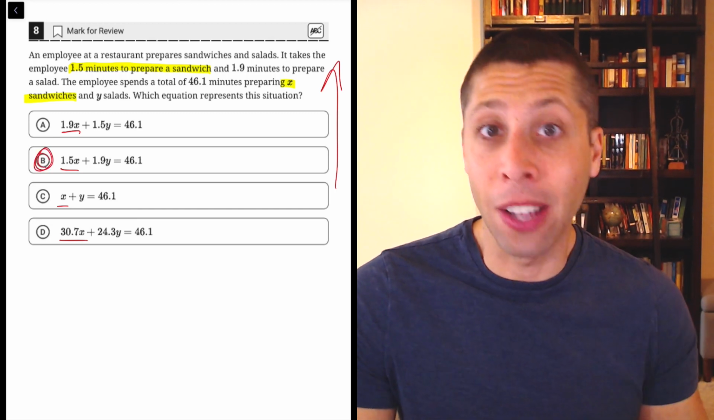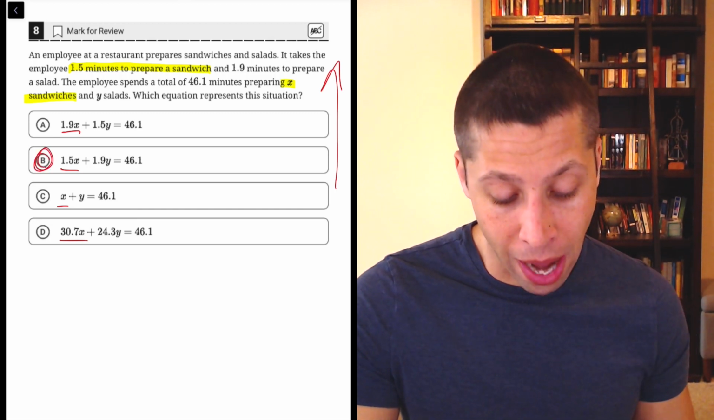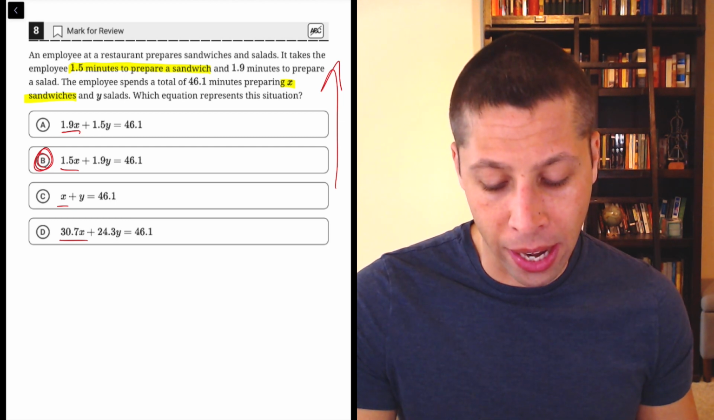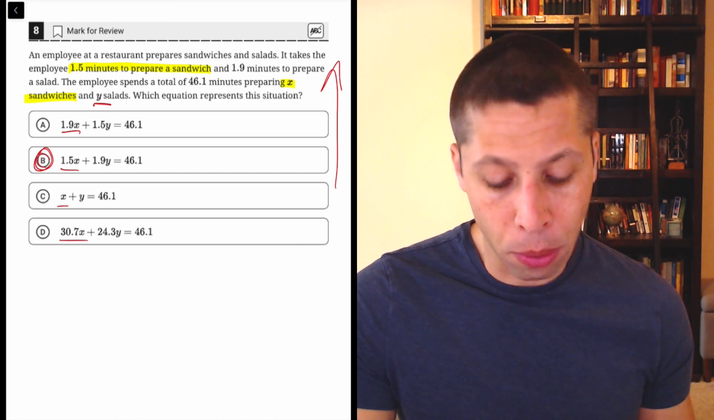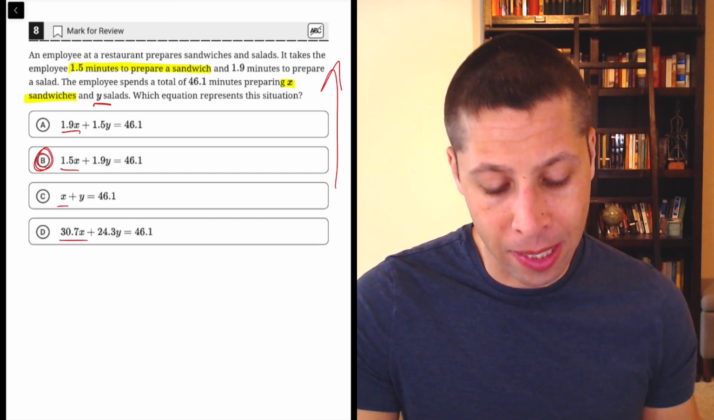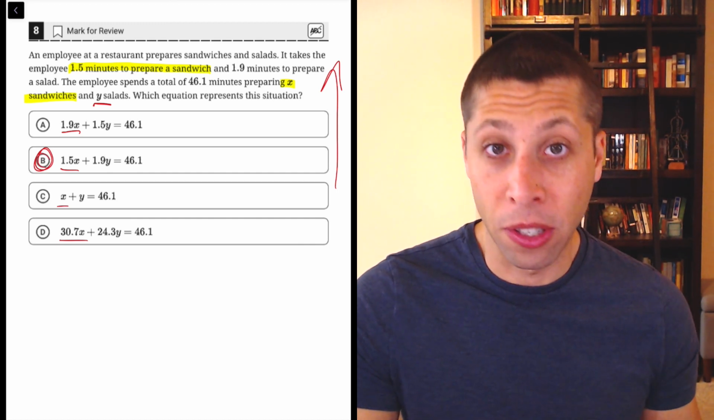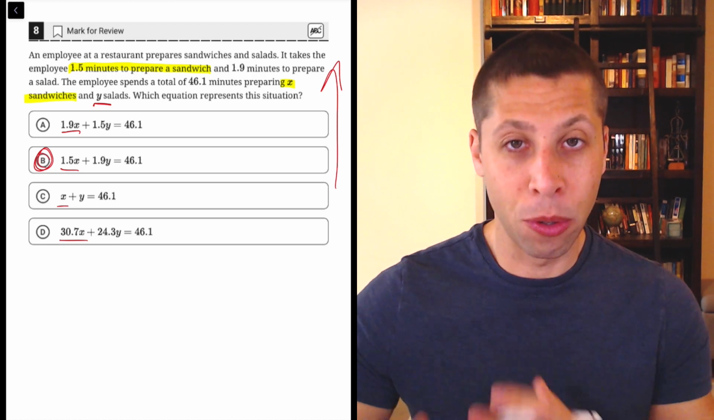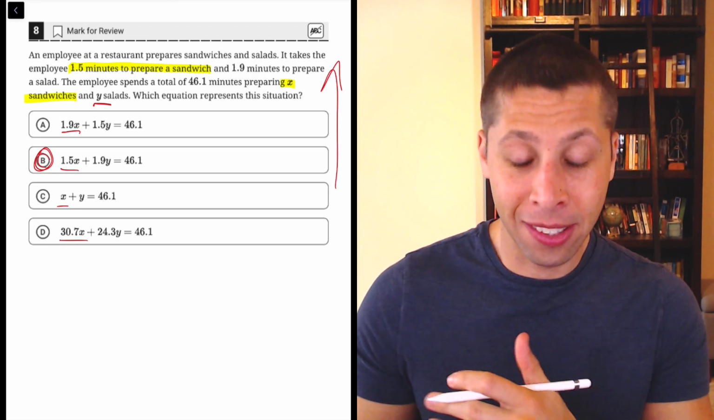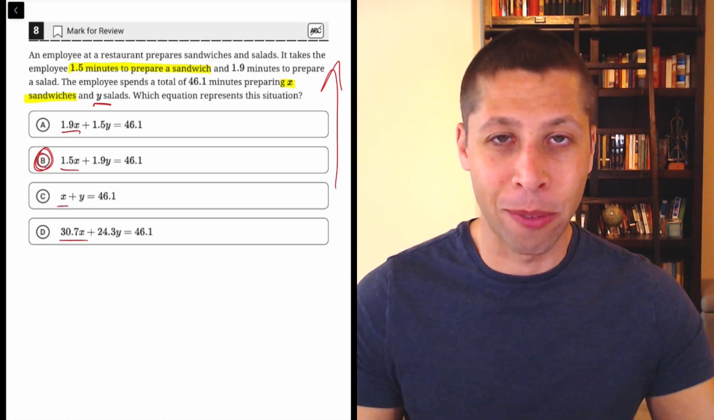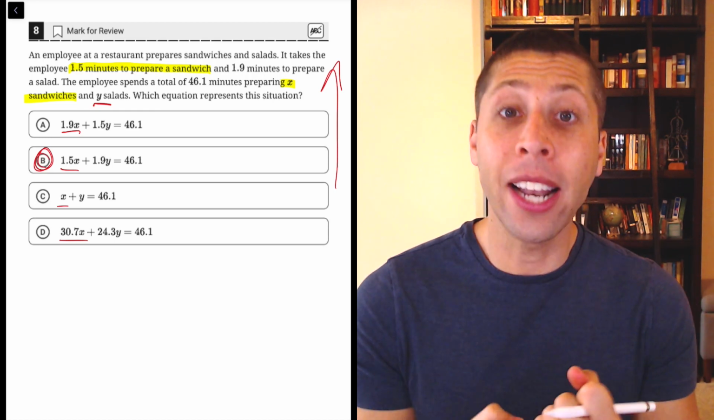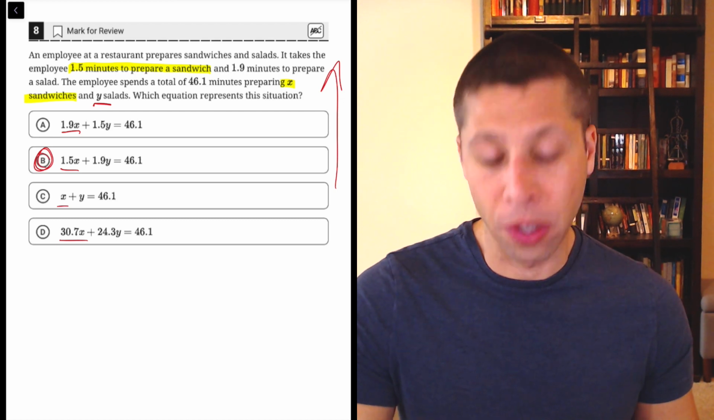Now, before we settle on it, we can always just look at the rest. 1.9 to prepare a salad. Well, the salads were y, so that makes sense. And then the employee spends a total of 46.1 minutes preparing these things. So it makes sense that we're doing 1.5x plus 1.9y, right? That's the rate for each salad, each sandwich. And then the total would be adding them together, and that gives us the 46.1.